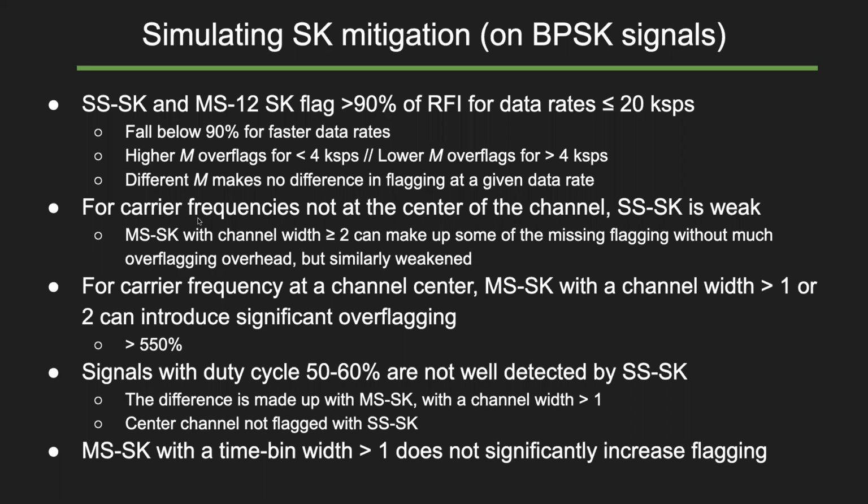I also played around with having the carrier frequency of the signal not being at the direct center of the channel. And a single scale kurtosis is weak to that, but if you have a multi-scale kurtosis with a channel width of more than or equal to 2, it can make up for some of that missing flagging without much overflagging overhead, but it's also kind of similarly weakened. So it can get down to like 70 to 80% flagging rate.